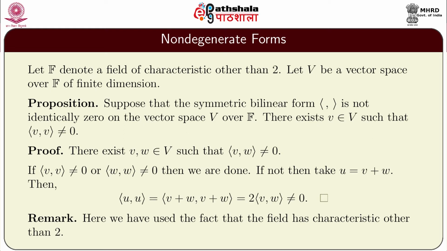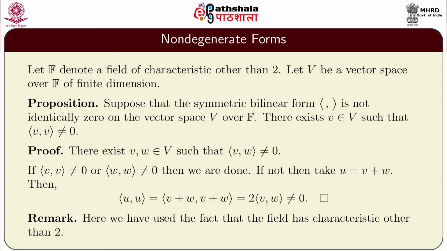Proof: there exist v and w in the vector space V such that inner product v comma w is not 0. So if inner product vv or inner product ww is not 0, then we are done. And if not, take u equal to v plus w. And then inner product uu is inner product v plus w comma v plus w. And then we can use bilinearity and arrive at 2 times inner product v comma w, and that is not 0.